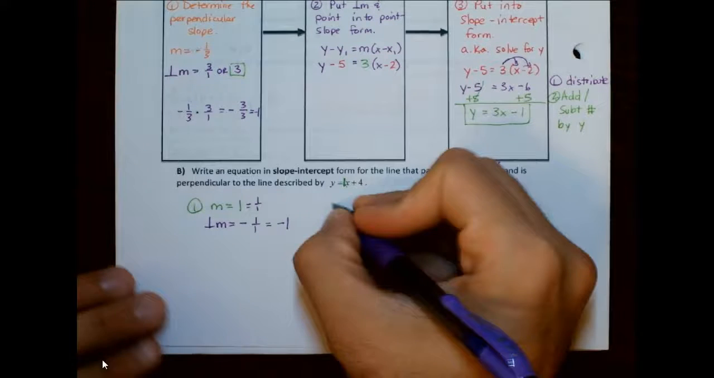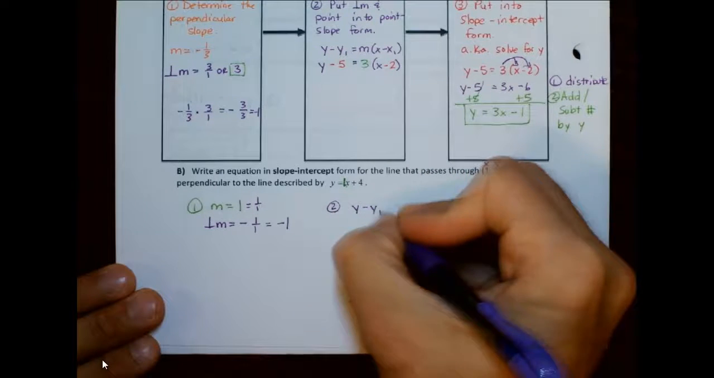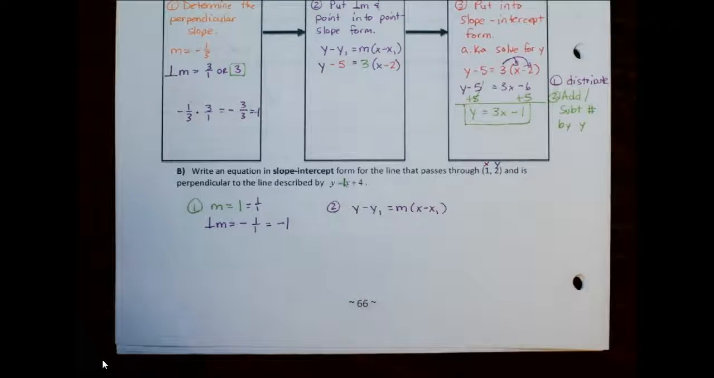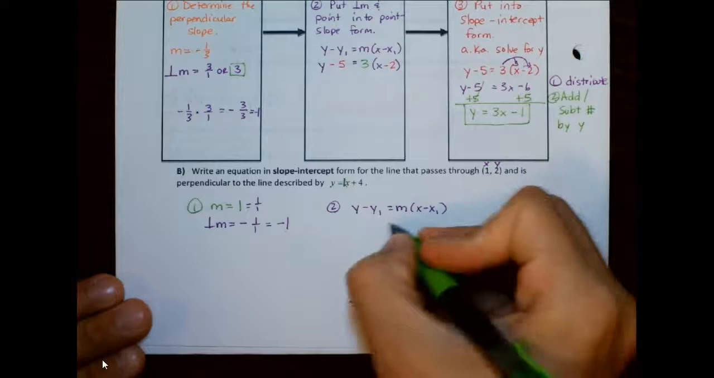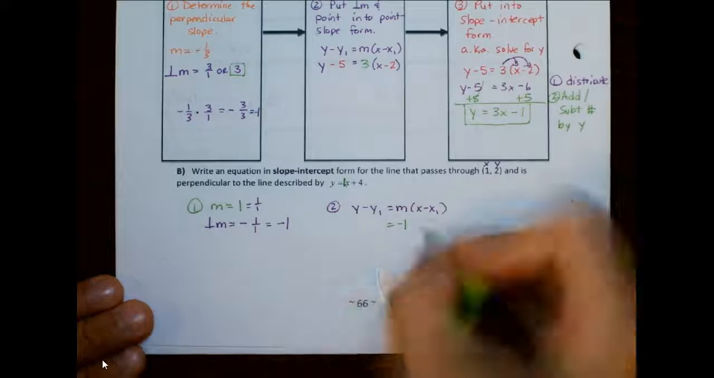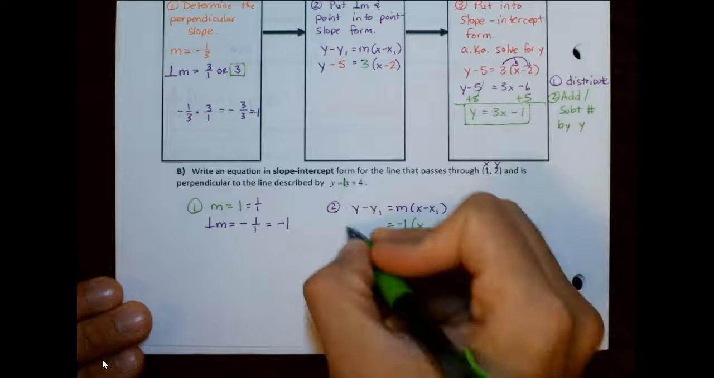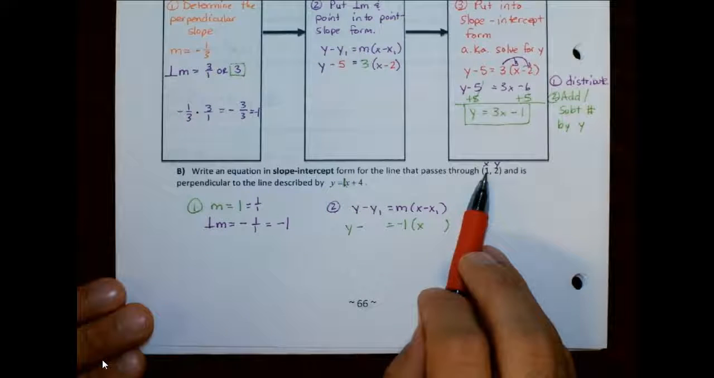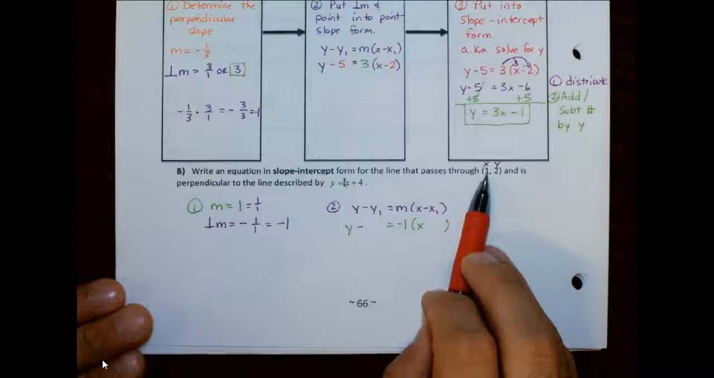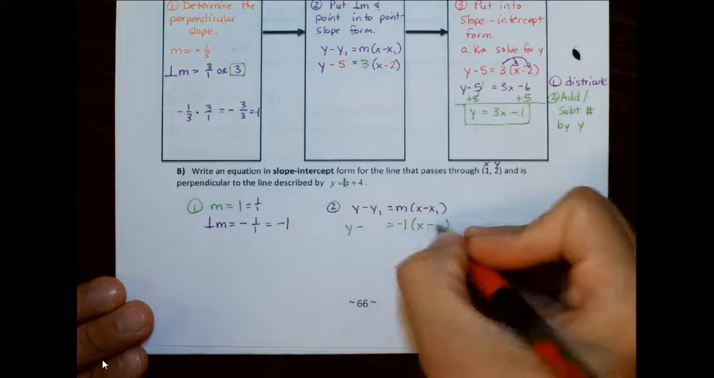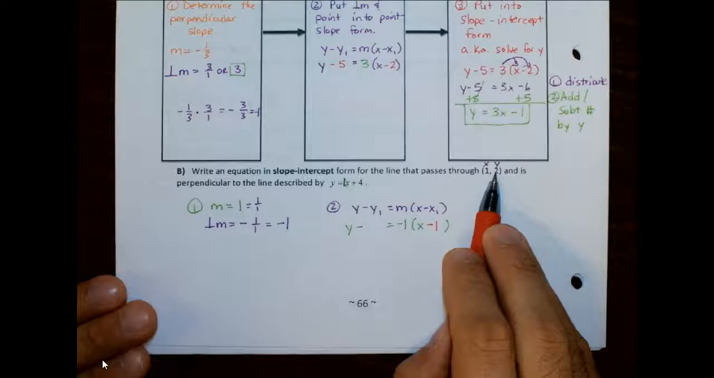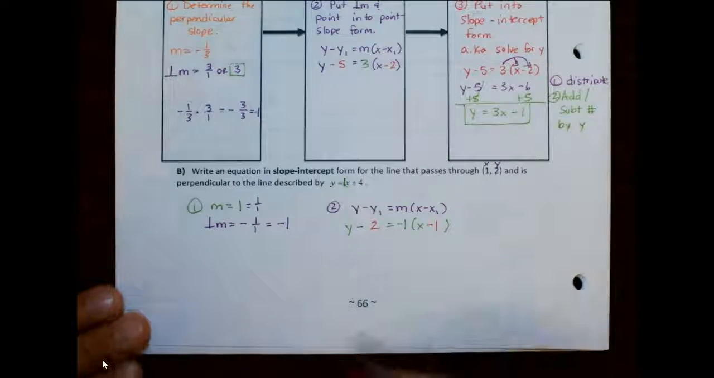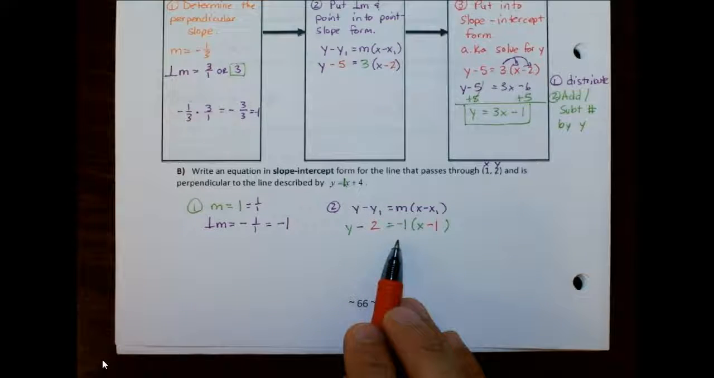Step 2. Put into y minus y1 equals m times x minus x1. So substitute in what we know. We know that our new slope is negative 1. We know that x will always be in the problem and y will always be in the problem. I want to take the opposite of 1 and put that next to the x, so that would be minus 1. Opposite of 2 and put that next to the y, so that would be minus 2. And now I'm in point-slope form.